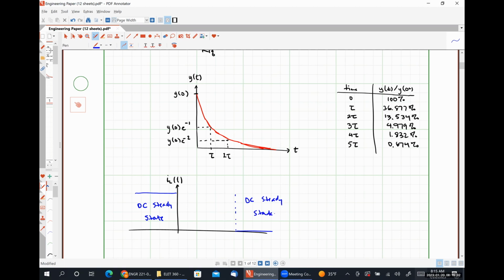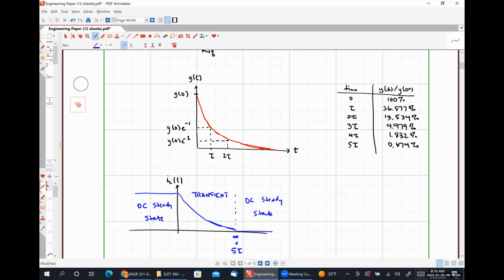And then everywhere in the middle was our transient state. And we defined a long time as effectively what's happening at t equals infinity. So just a very long time after our switch has changed positions. Well, in engineering, we consider infinity to be 5 time constants.